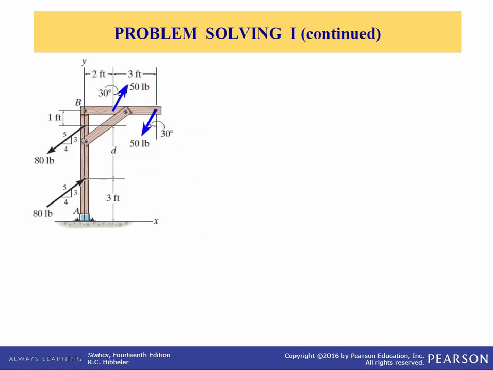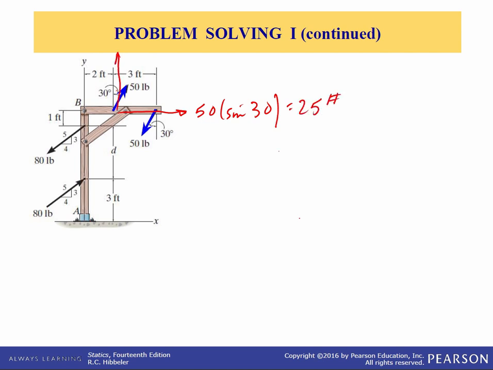Okay, let's do the 50-pound force first. And remember, we're going to break it into its components. So the upper left one, let's do that one. It has a component here of 50 times the sine of 30, because we're 30 degrees from the y-axis. And that is to the right, like I drew. So that's equal to 25 pounds.